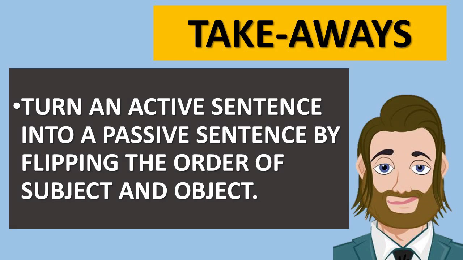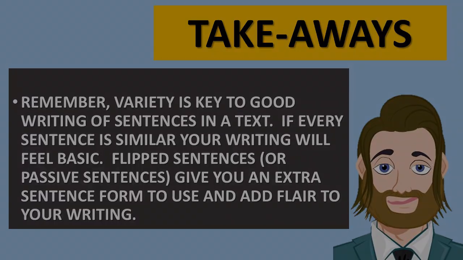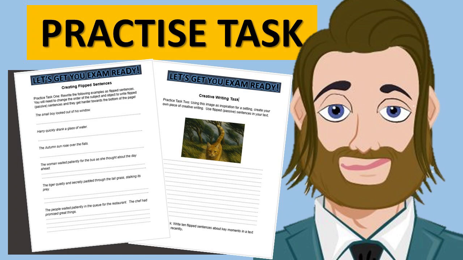Now, here are your takeaways. You can turn what we call an active sentence into a passive sentence by simply flipping the order of subject and object. Now, remember, variety is key to writing sentences well in a text, and if every sentence is similar, your writing will feel basic. Flip sentences, or passive sentences as they are known, give you an extra sentence form to use and add flair to your writing.